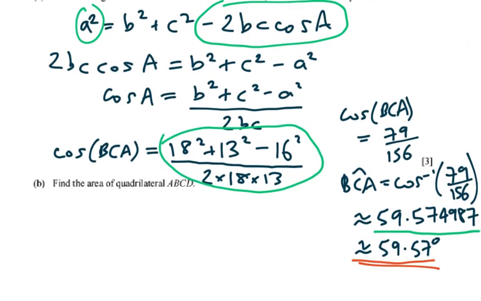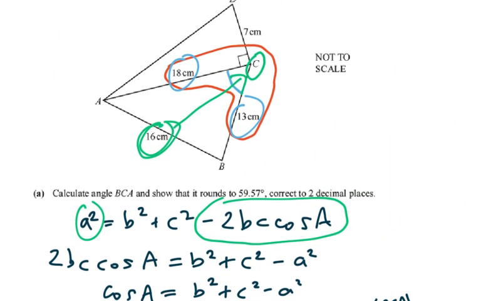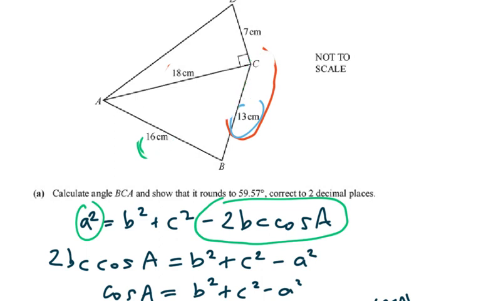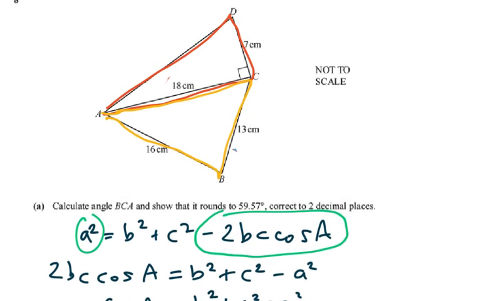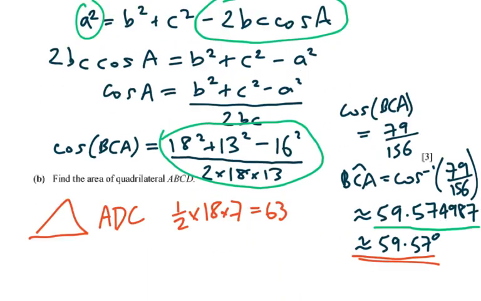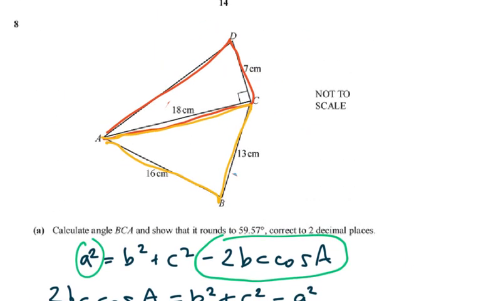The area of the quadrilateral, this is another absolutely classic question. Let's get rid of all this nonsense. You've got 2 triangles, basically. You just have to find the area of both of them and add them together. So I'm going to call that the red triangle. And I'm going to call that the yellow triangle. So red triangle is triangle ADC. And the first part, that is fairly simple. It's going to be 63 centimeters squared, because it's just a half base times height.